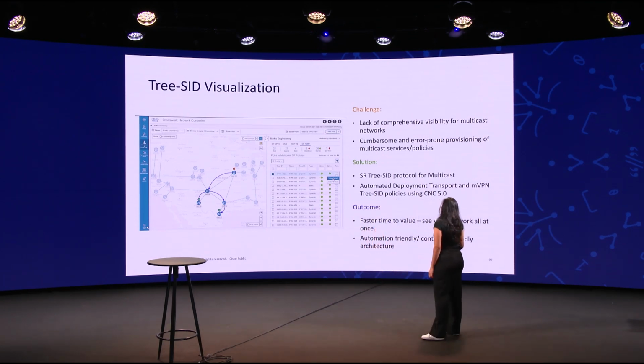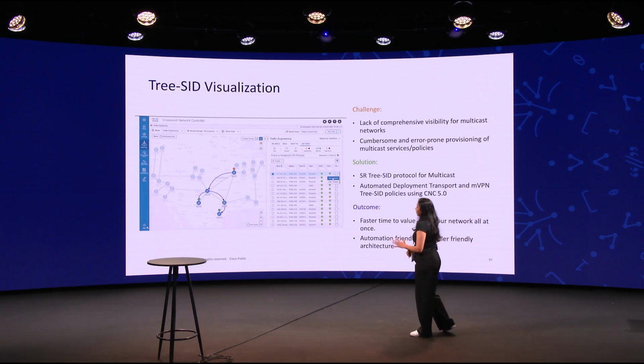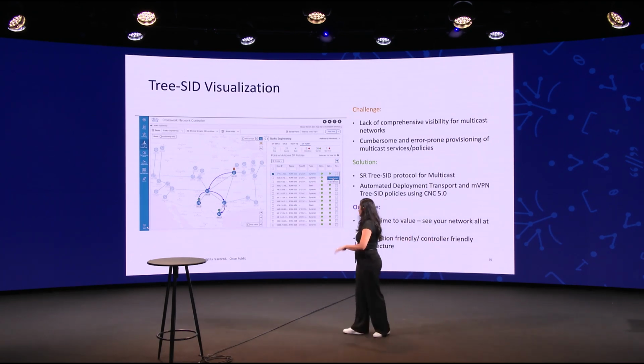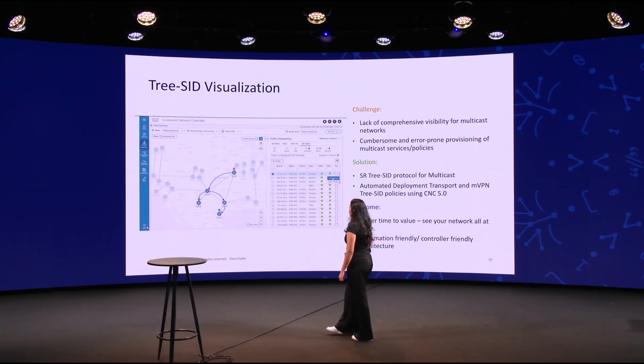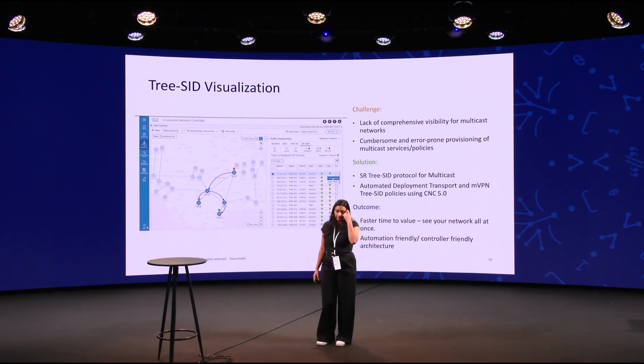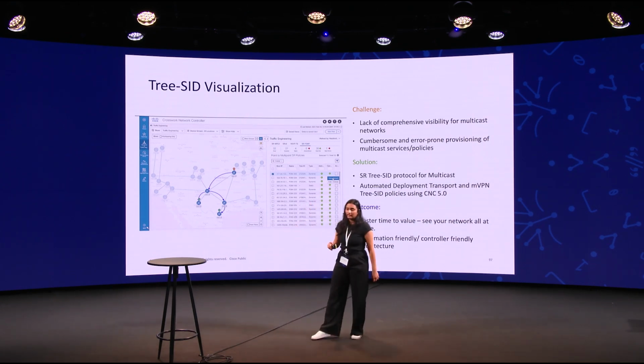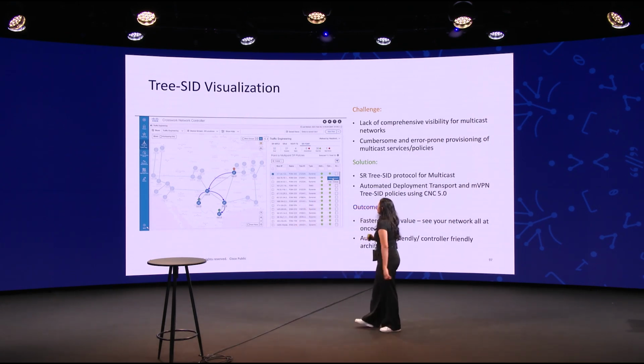So the outcome here is faster time to value. It's an automation-friendly, controller-friendly protocol. TreeSID is very good that way. What this allows us to do is build on top of visualization for optimization, for bandwidth use cases, and I'll talk about that in what's new in 5.0.